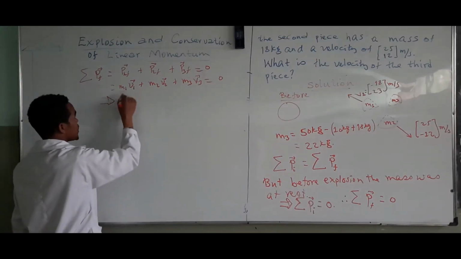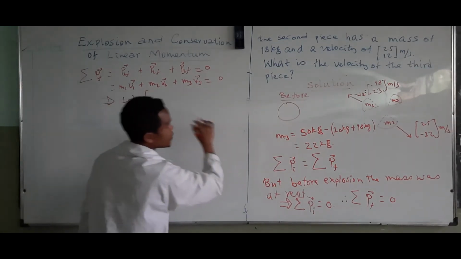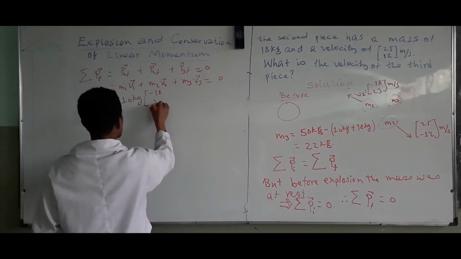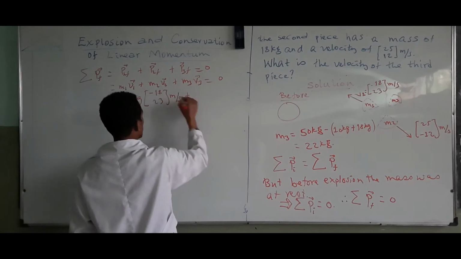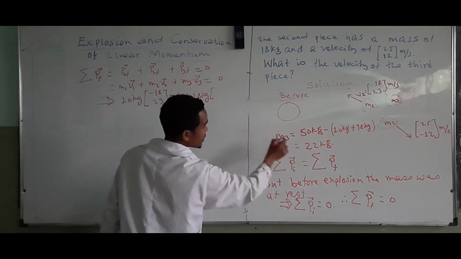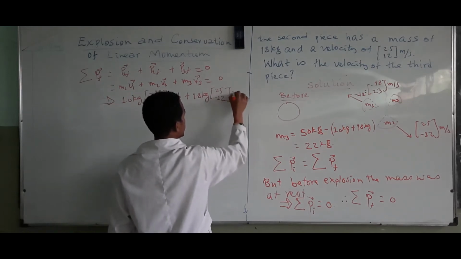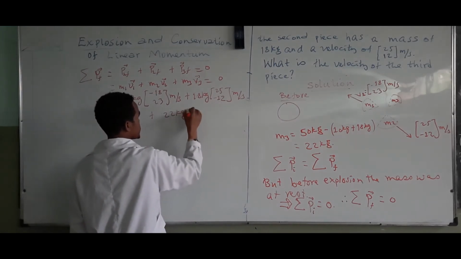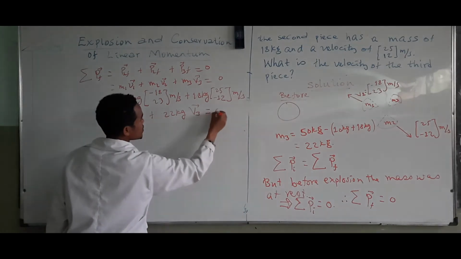This implies that mass 1 is 10 kilograms times velocity v1, which is negative 18, then 23 meters per second, plus mass 2 is 18 kilograms times v2, given here as 25 negative 12 meters per second, plus mass 3 is 22 kilograms times v3. So this equals 0.